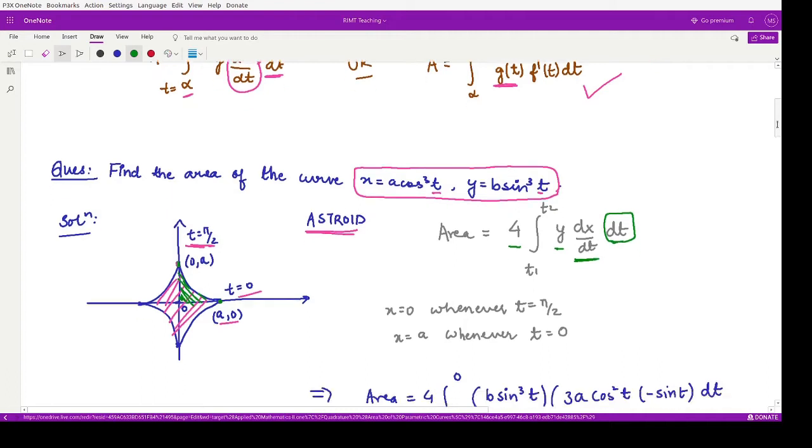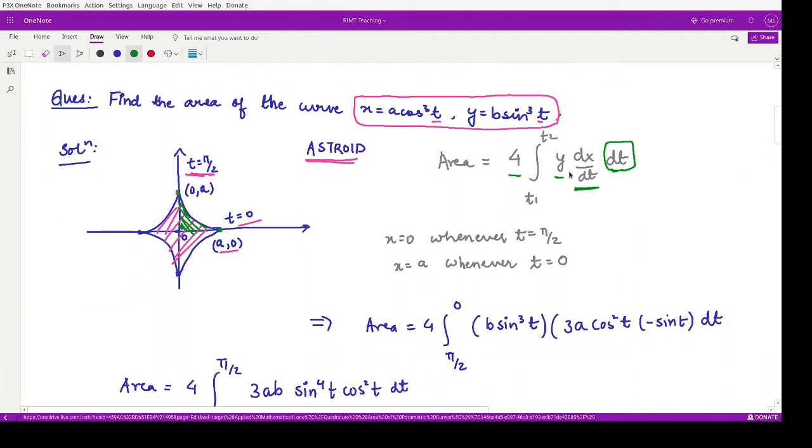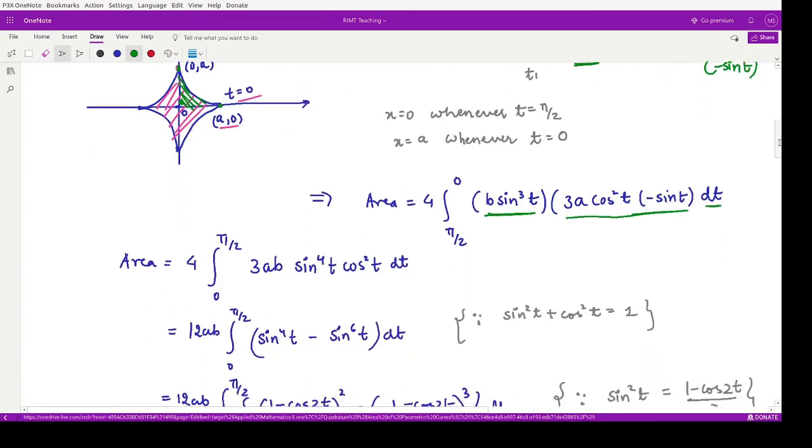So that means we would have the area with the value of y, which is b sin cube t, and the derivative of x. x is given to be a cos cube t. So we have dx by dt equal to a times the derivative of cos cube t, which is 3 cos square t, and then the derivative of cos t, which is minus sin t. So this is the derivative of x with respect to t. We have to simplify this and perform the integration.